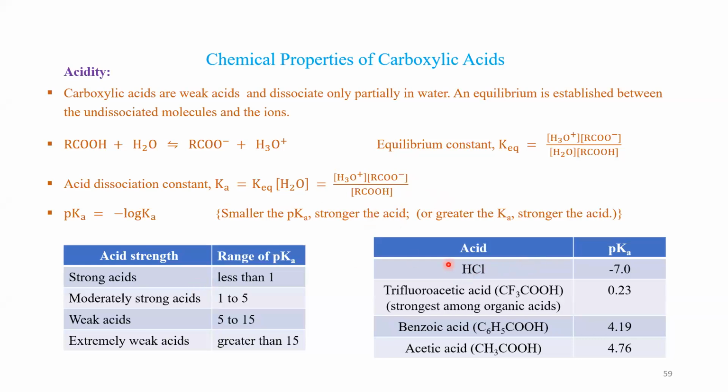Okay, so here we have some examples which illustrate the acid strength. For a mineral acid like HCl, the pKa is -7. And among organic acids, CF3COOH, trifluoroacetic acid, is the strongest acid among all the organic acids, and its pKa value is 0.23. For benzoic acid, it is 4.19. For acetic acid, 4.76. So we can see over here that benzoic acid has a lower pKa value than acetic acid. So benzoic acid is a stronger acid than acetic acid.